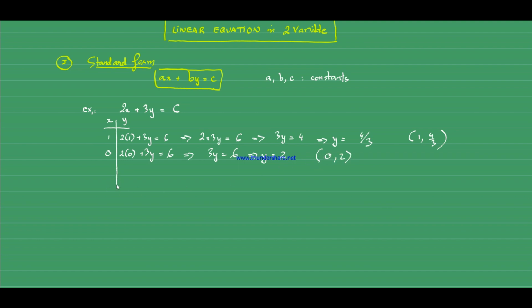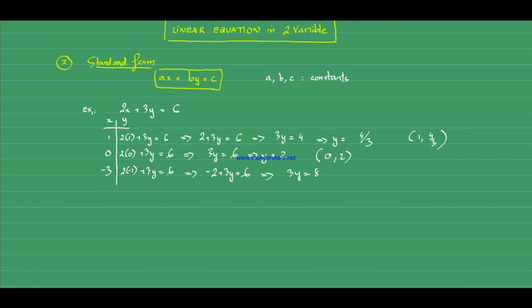How about if I put x equals negative 1? What happens? We have 2 times negative 1 plus 3y equals 6, so we have negative 2 plus 3y equals 6, and we're going to have 3y equals 8. How about if I change it a little bit? Let's change x to negative 3, so that I have a better number.